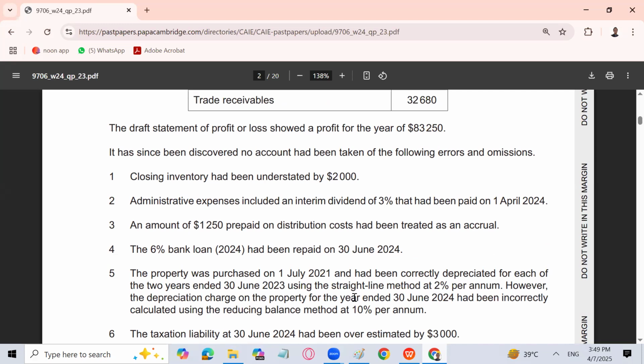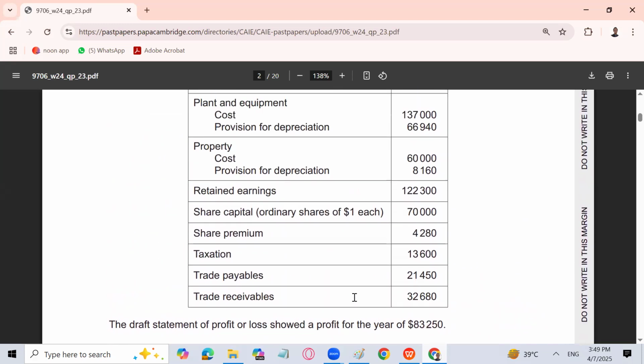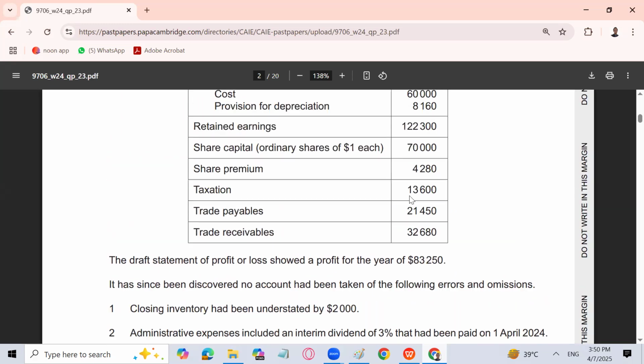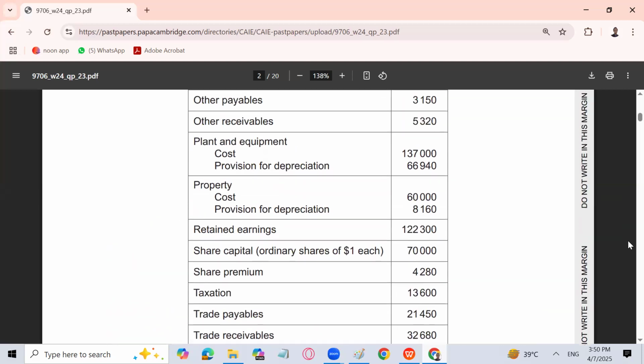Can incorrectly calculate the reducing balance method at the rate of 10%. So let's see what is the depreciation. Property, the amount is 8160, and he has already discussed that the property was purchased on 1st July. So it means that the property has been depreciated for 3 years. It has been depreciated already, but we have to go for the previous part of the year.